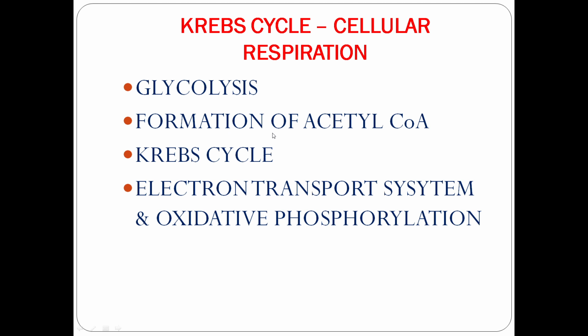The second one is the formation of acetyl-CoA. Pyruvate formed in glycolysis enters the mitochondrial matrix. It undergoes oxidative decarboxylation to form two molecules of acetyl-CoA. This reaction is catalyzed by the pyruvate dehydrogenase enzyme. The third one is the Krebs cycle. It is a common pathway for complete oxidation of carbohydrate, protein and lipid, as they are metabolized to acetyl coenzyme A or other intermediates of the cycle. The acetyl-CoA produced enters the tricarboxylic acid cycle or citric acid cycle.